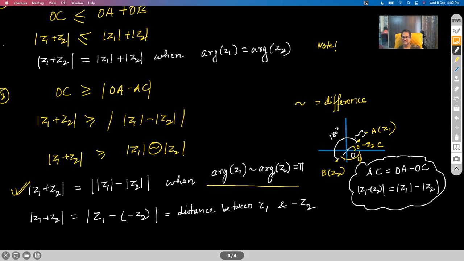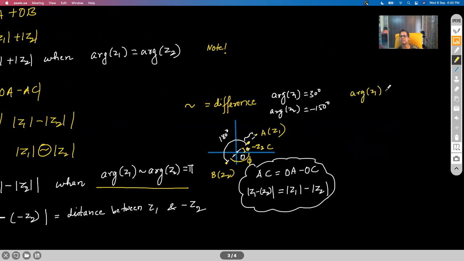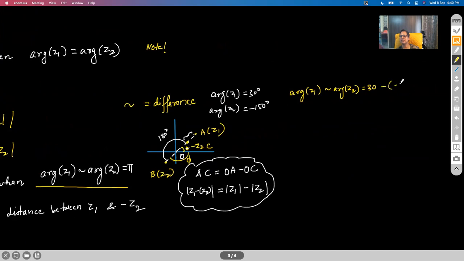Now, why did I write that difference? See, because even if your Z1 is on this side and Z2 is on this side, it will still hold true. So I can't say argument of Z1 is more and argument of Z2 is less. Either can happen. Argument of Z2 can be more and argument of Z1 can be less. But what will definitely hold true here is that the difference of their arguments will be 180 degrees. For example, in this case, if you take argument of Z1 to be 30 degrees, and argument of Z2, you can all figure out from the diagram, that is minus 150 degrees, then if you take the difference, argument Z1 minus argument Z2, that will come out to be 30 minus minus 150, which is 180 degrees.